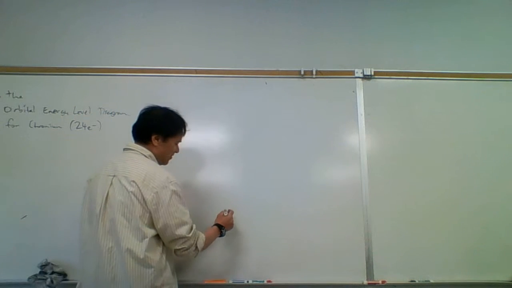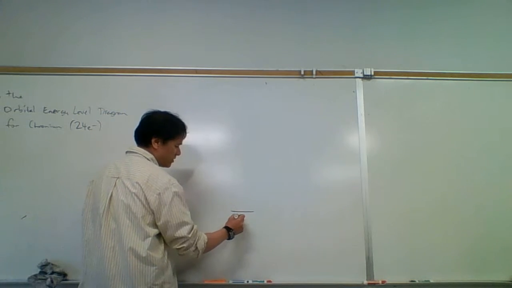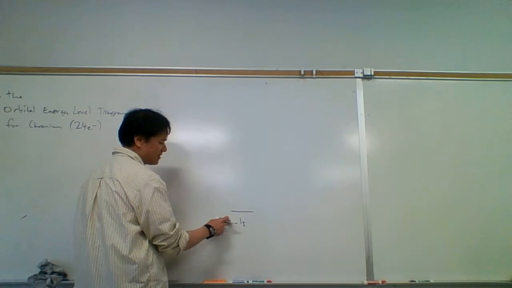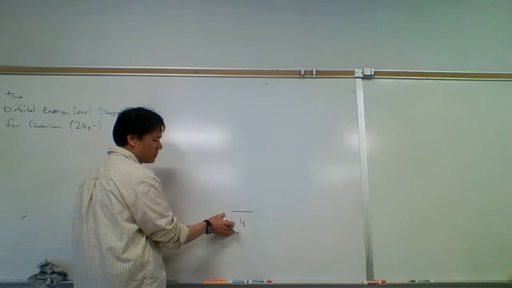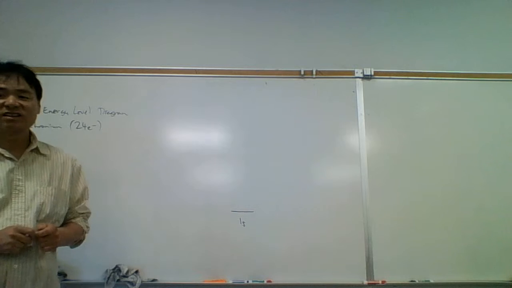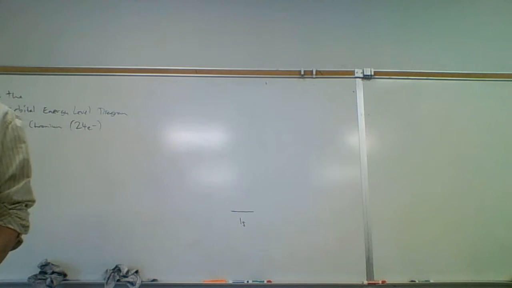Well, that's a good guess because the 1s orbital is the lowest energy orbital. So I'm glad somebody recognizes. This is going to be the lowest energy orbital possible. What does a 1s orbital shape look like? Spherical. What does that sphere represent?